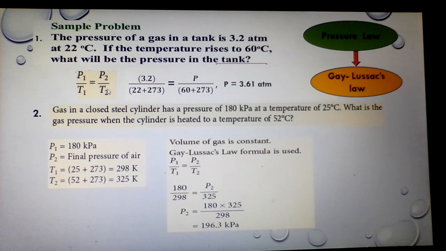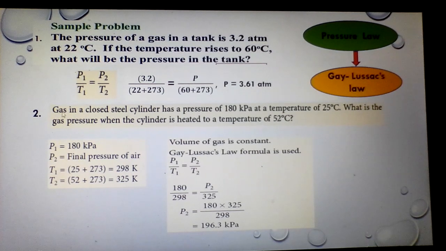Okay, what we do for Gay-Lussac's law is it is only valid with temperature in Kelvin or absolute temperature. So you must convert temperature to Kelvin. So you can see the 22 degrees Celsius converts to Kelvin, you just plus 273. And then 60 degrees Celsius converts to Kelvin, you also plus 273. So in the end we get P2 equivalent to 3.61 atmosphere. So do not worry about the unit. If the unit given is atmosphere, meaning your answer P is also in atmosphere.